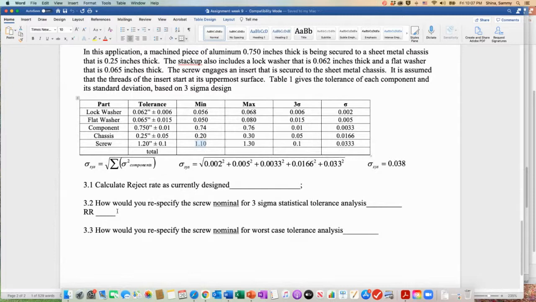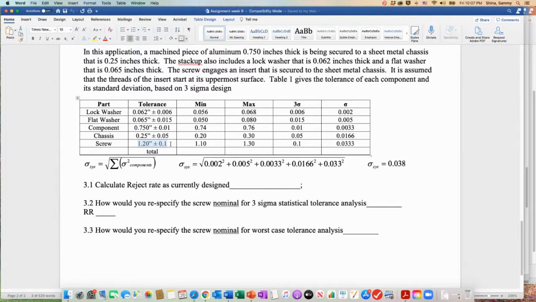The second problem, if you nominally said 3 sigma statistical tolerance analysis. So that's for the screw, okay? So 110 is the screw right now. I'm sorry, 120 plus or minus 0.1 is the screw right now. So if you're doing statistical tolerance analysis, you always deal with the nominals. So essentially it's 120 minus the nominal of all the other parts divided by the sigma of the system, 3. How would you re-specify the screw for 3 sigma statistical tolerance analysis?